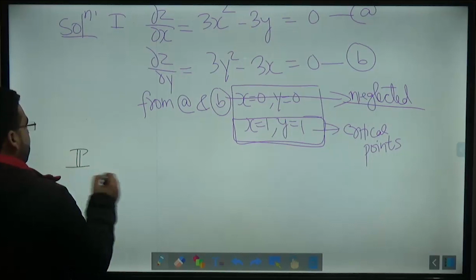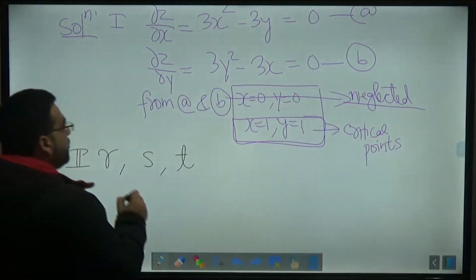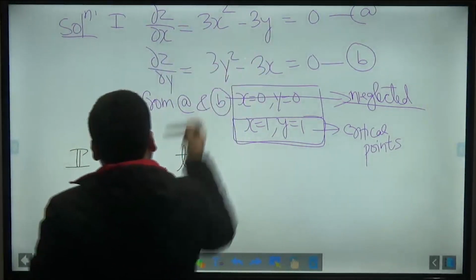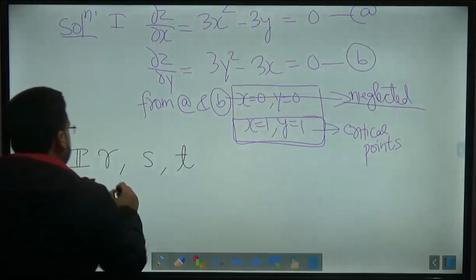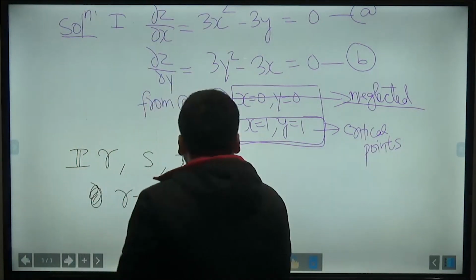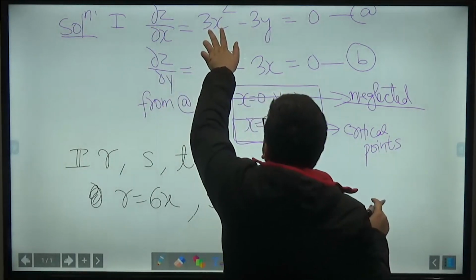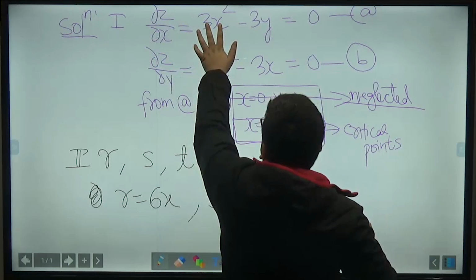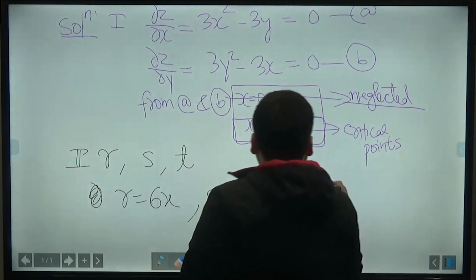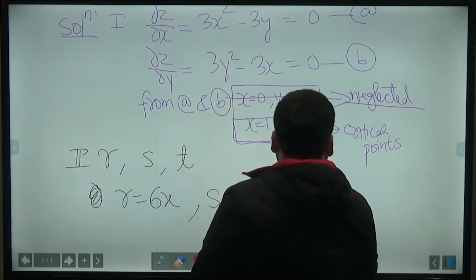Step number 2. Find R, S, T. R is ∂²z/∂x². So ∂z/∂x was this, and ∂²z/∂x² will be equal to 6x. So R will be equal to 6x. S will be equal to ∂²z/∂x∂y. Now with respect to y, this will be 0, only minus 3. And T will be equal to, with respect to y² again, 6 times y.